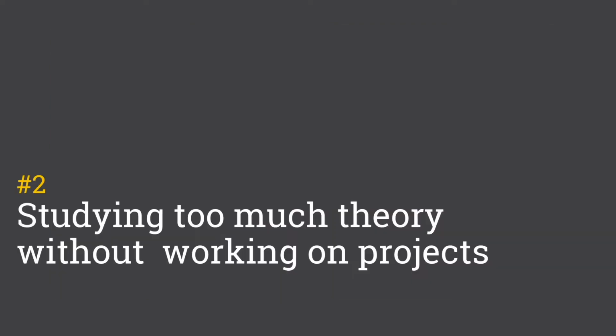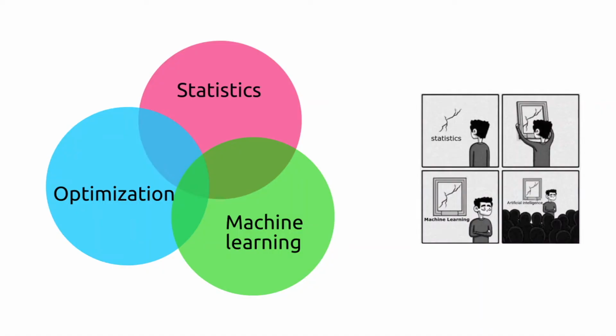On number 2, we have studying too much theory without working on any projects. Often people think that to get started in the world of ML or data science, you need an in-depth understanding of statistics and a lot of math concepts. Well, I don't believe that's completely true. Unless you are trying to get a PhD, most concepts in machine learning can be easily understood with just a bit of background in high school math.